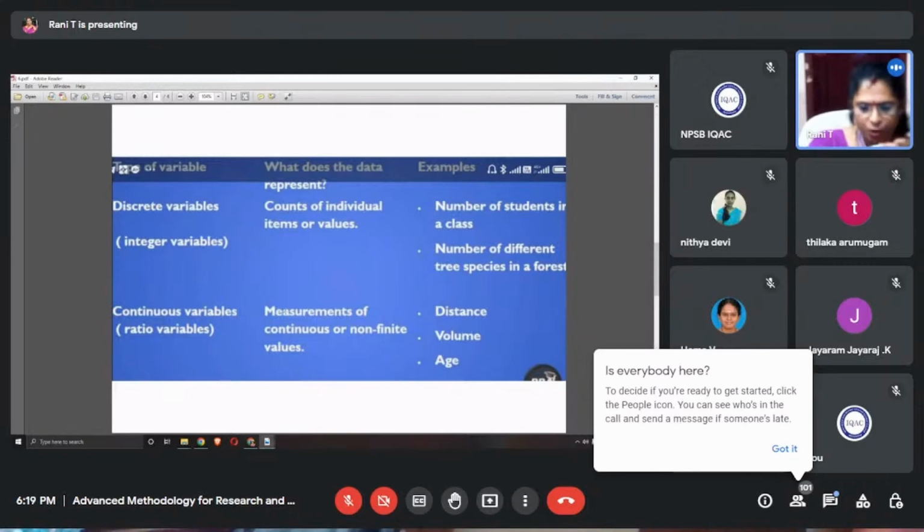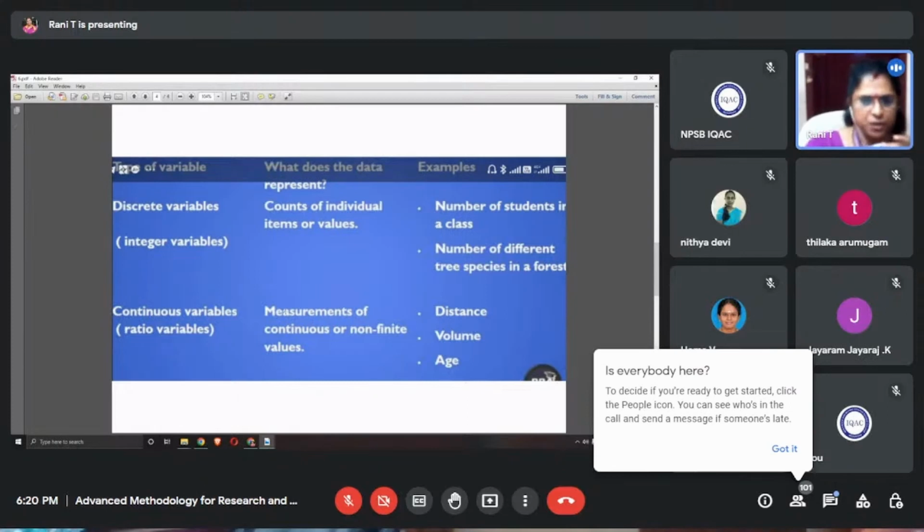When you say discrete, what is the meaning of discrete? Integer. For example, in 7 days, in 1 week, I found this particular change. In 12 months, in a year, I find this particular change. Number of students in a class, number of different tree species inside a forest. Like that, we give a count. That is the integer variable inside quantitative. That is discrete. What is the meaning of continuous?